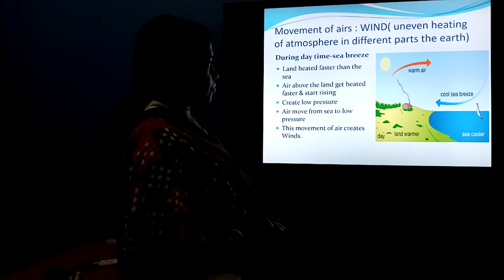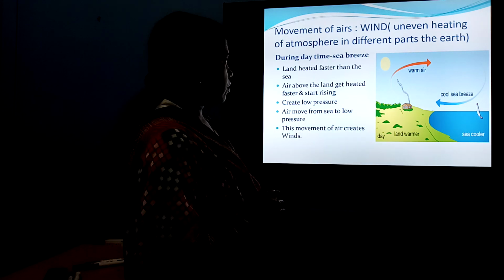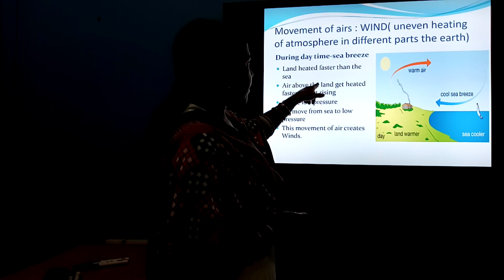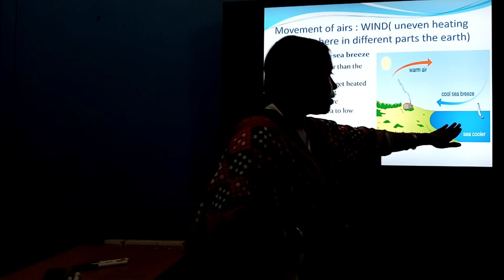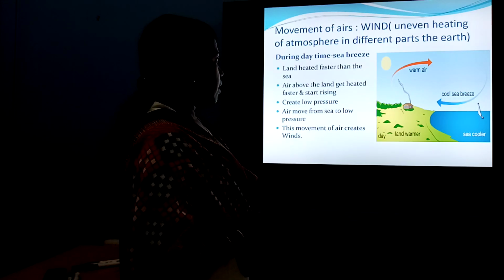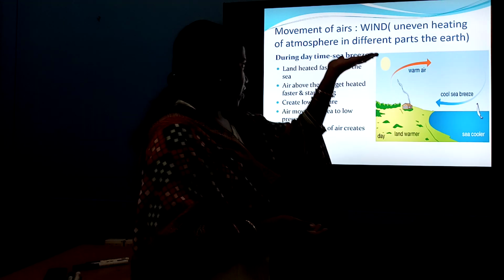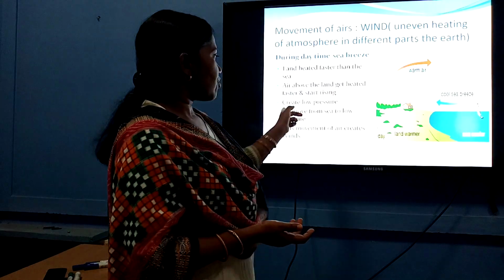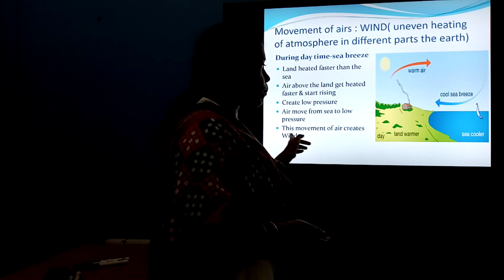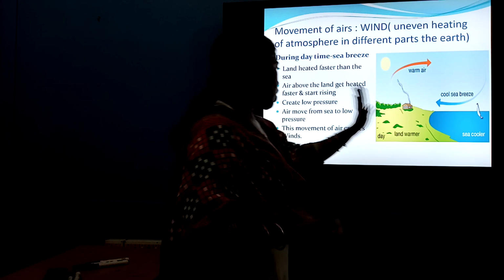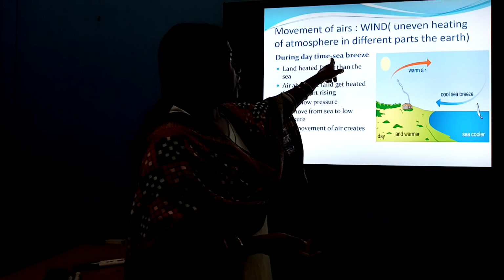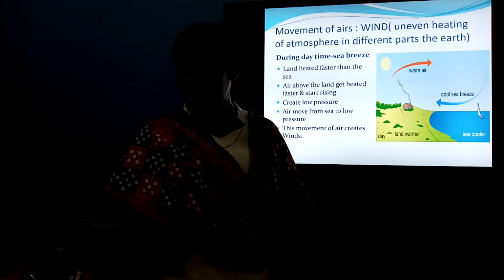Now during daytime, the sea breeze is formed. How is the sea breeze formed? If you see, the land is heated faster than the sea. The air above the land gets heated faster and starts rising and creates a low pressure. So air moves from the sea to the low pressure, that means from higher pressure to lower pressure, and this movement of air creates a wind, and that wind is known as a sea breeze.